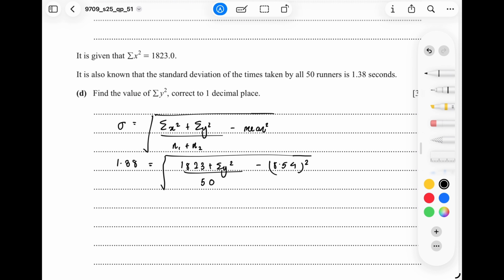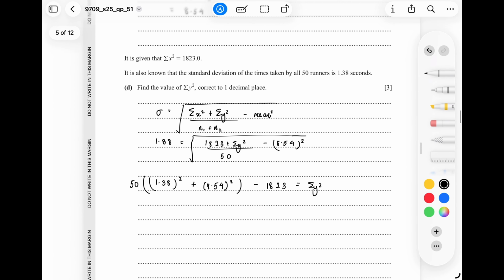So now we're basically doing change of subject. So we're going to square both sides and get this squared. So the square is gone. Now we're going to add 8.54 squared. And then we're going to multiply everything by 50. And the last thing we're going to do is subtract 1823. And all this is equal to sum of y squared.